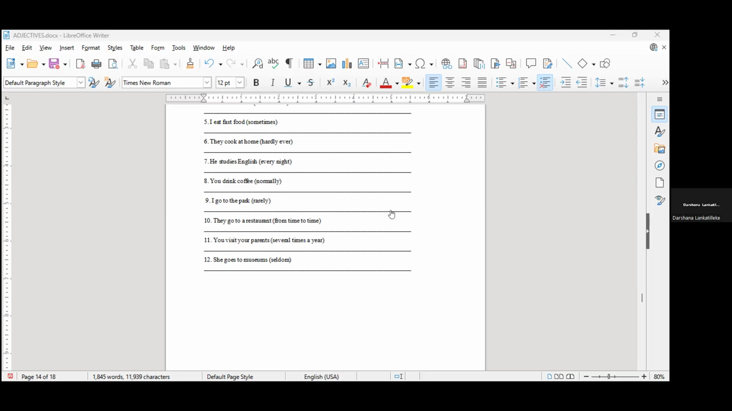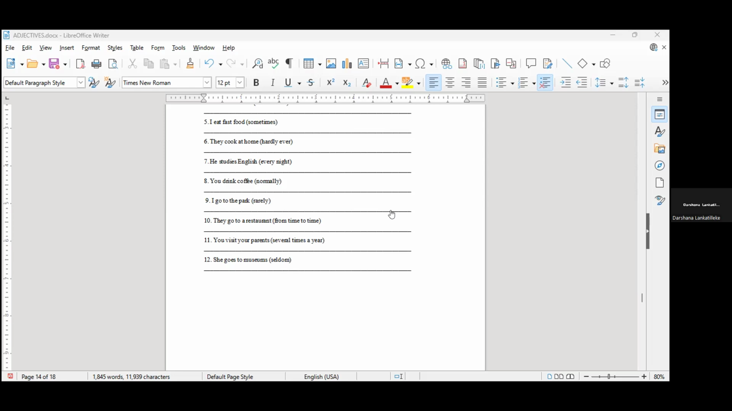Number nine, I go to the park. Rarely. Rarely is also a frequency adverb. Then you can say, I rarely go to the park. Okay, good. Those things are correct, all of those, right? Then number 10, they go to the restaurant from time to time. From time to time is also a time adverb. So at the end, you can add that. They go to the restaurant from time to time. Okay, that is also correct.